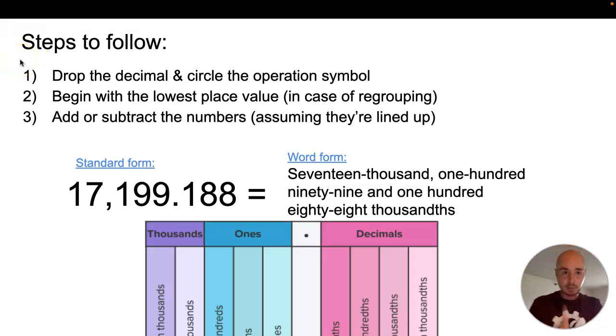I always loved starting with just drop the decimal point straight down. I'll show you what to do on the next slide. Circle the operation symbol. It's very silly sometimes when students subtract when they need to add, or vice versa. And so circle the symbol that you are using for the problem. It will make you less forgetful, I guess. Begin with the lowest place value, and that's in case you need to regroup.